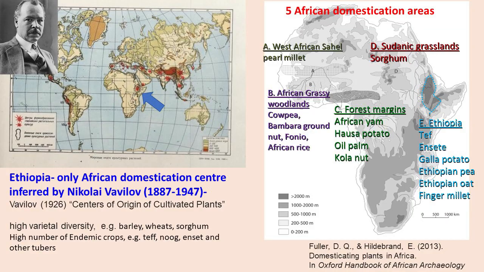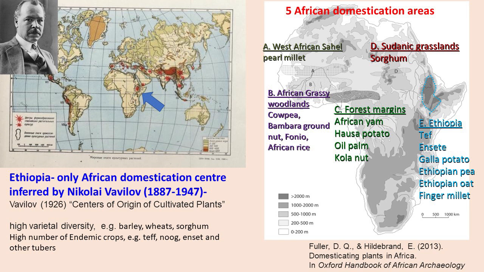Now Ethiopia is interesting. If we go back to early work on the origins of agriculture and centers of origin, work by, for example, the Soviet botanist Nikolai Vavilov, who drew the first maps of centers of domestication, Ethiopia was the only part of Africa that made it onto his map. So it's been recognized for a very long time as having a very high biodiversity of crops, both high genetic varietal diversity within crops known elsewhere, things like barley and tetraploid wheats and sorghum, but also a lot of endemic crops that are grown in Ethiopia and almost nowhere else.